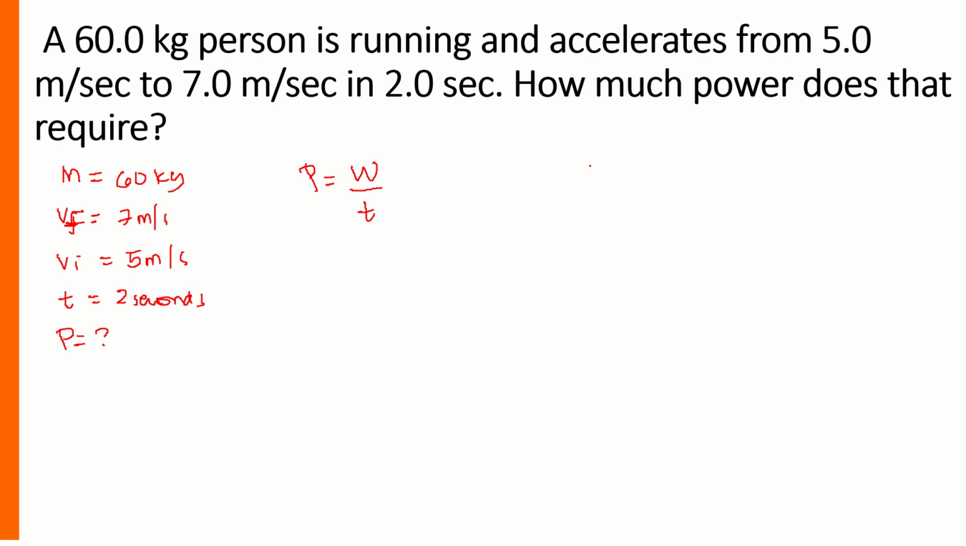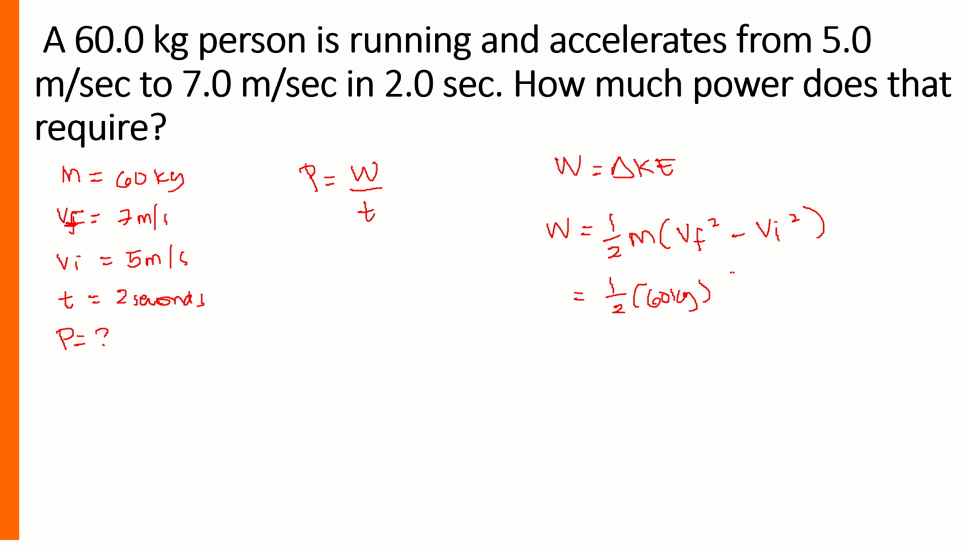You know that from the previous problem, we just used the work energy theorem, which is just change in kinetic energy. So we can solve for the work, which is equivalent to 1/2 m, again, final velocity squared minus initial velocity squared. So 1/2 times 60 kilograms times the final, 7 meters per second squared, subtracted by the value of 5 meters per second squared. So again, evaluating using your calculators, you should be getting the value of 720 joules. So this is your work.